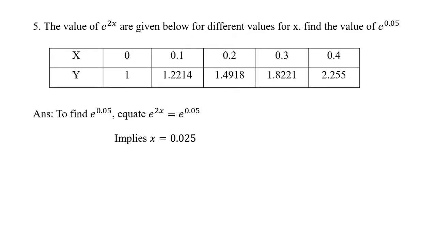Problem 5. The values of e raised to 2x are given below for different values of x. Find the value of e raised to 0.05. So they have given you the function, it is e raised to 2x. They have asked you to compute e raised to 0.05. From this it is understood that our function is e raised to 2x, but we have to find e raised to 0.05. So equating these two, 2x equal to 0.05, so the value of x is 0.025.